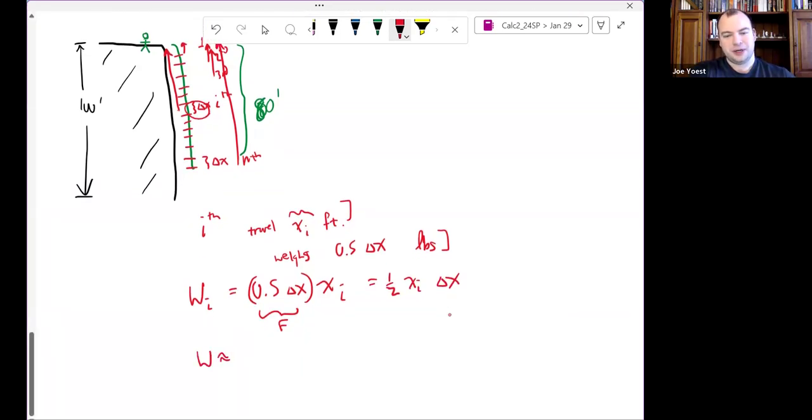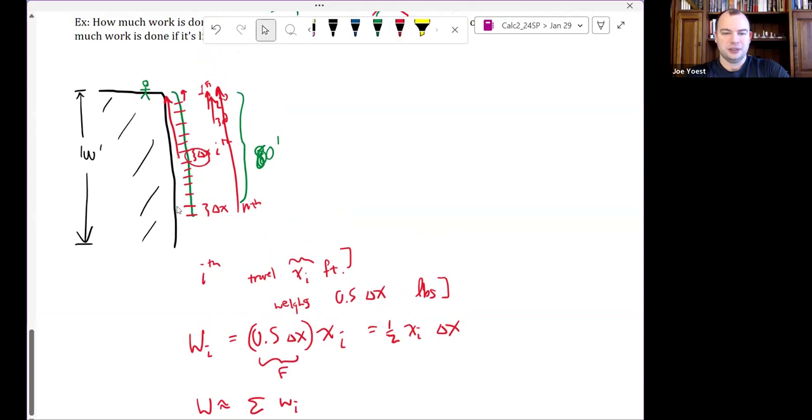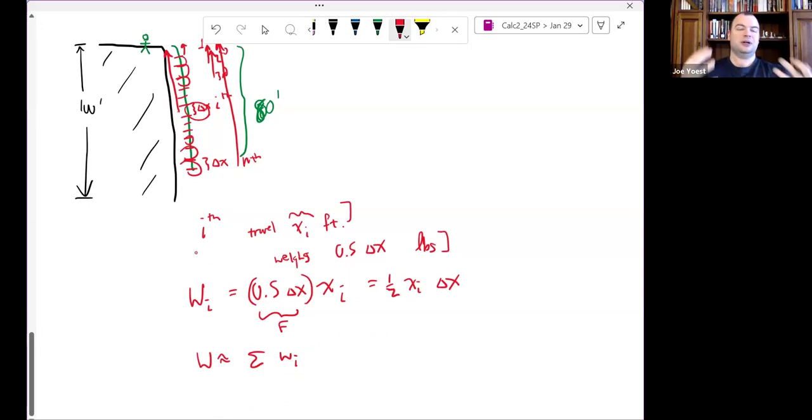My total work is going to be approximately the sum of all these little increments of work as I take each one of these little slices of rope, hanging in midair, and imagine levitating it to the top, for this slice and this slice and this one and each of these. So it's going to be the combined amount of work that I need to do moving all of those pieces to the top, which is the sum of 1/2 x_i delta x.